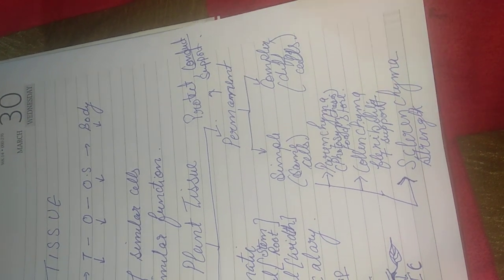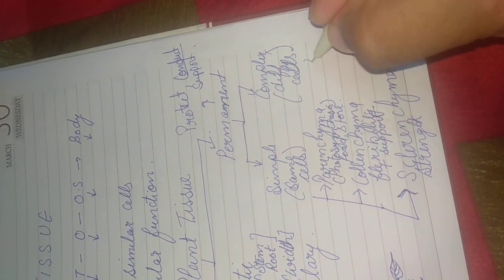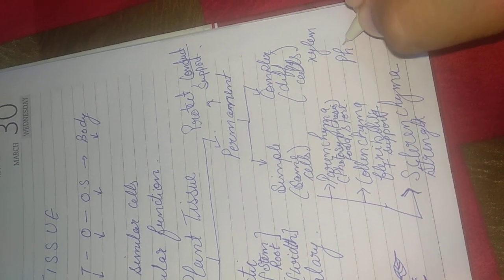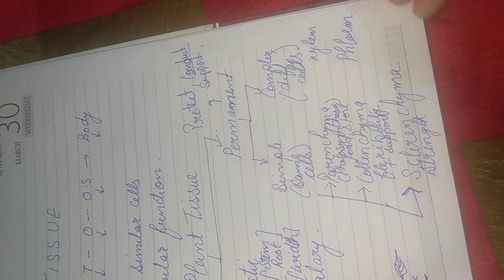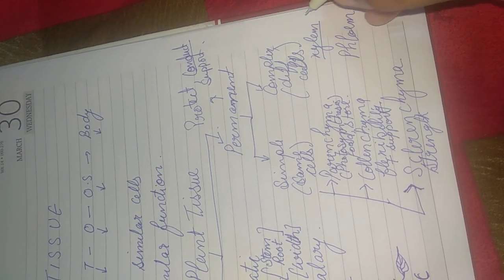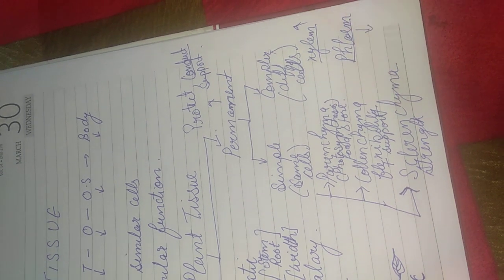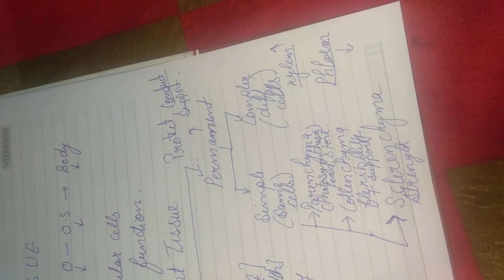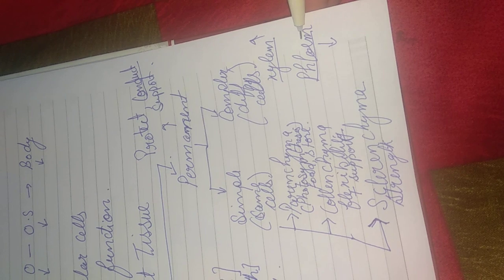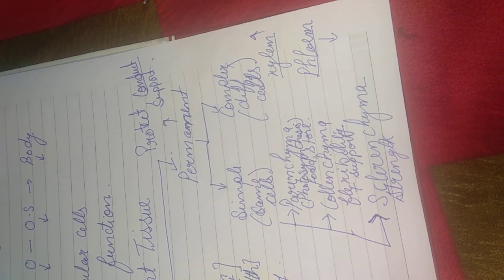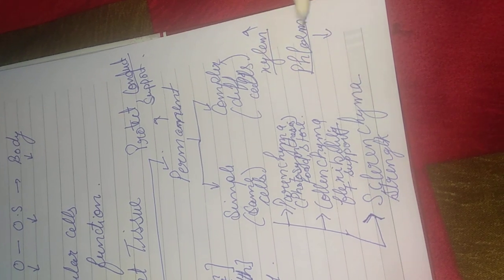Is it clear? Then comes your complex tissues. You have two, xylem and phloem. Xylem conducts water and minerals to the upper parts of the plant. Phloem distributes food, which is formed by the leaves or the green parts, to the different parts of the plant. Xylem conducts water and minerals only in the upward direction. Phloem goes multi-directional.